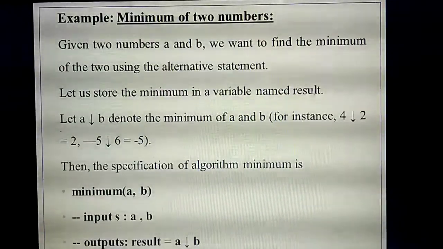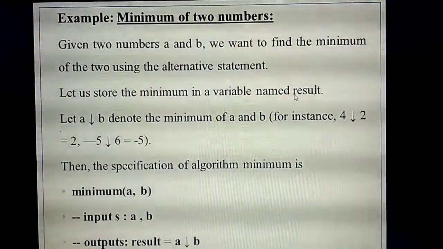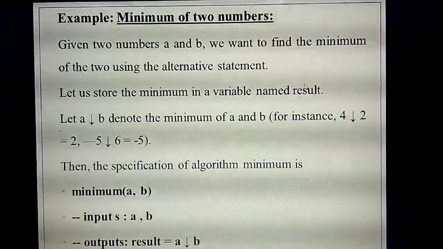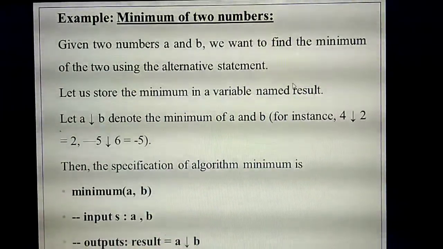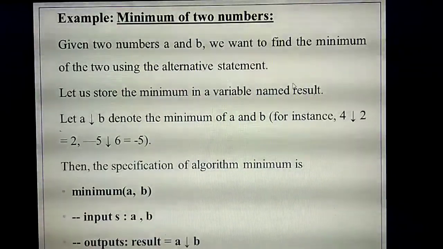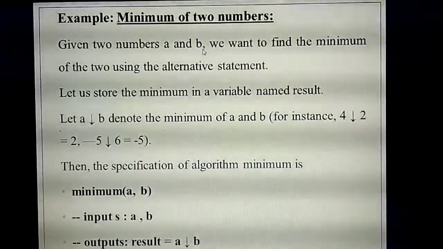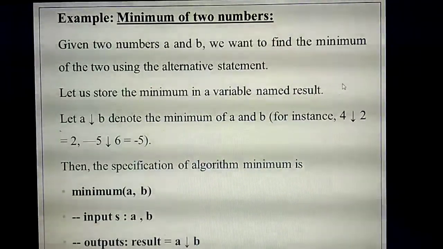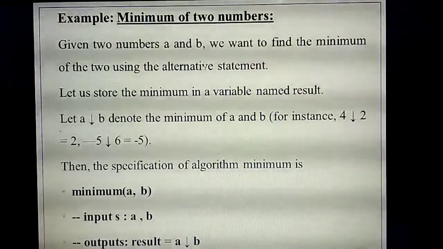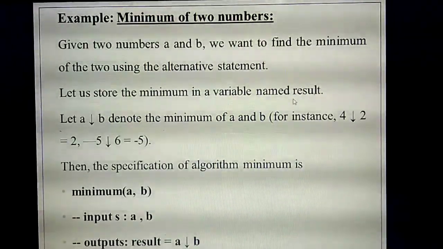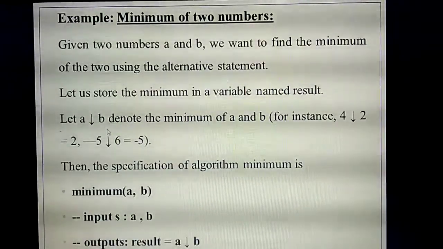Understand? We are going to store the output, that means the minimum number or answer, in which variable? Result. So we have taken 3 variables to find the minimum of 2 numbers: A and B as well as result. A is to store the first value, B is to store the second value, and result is to store the answer.